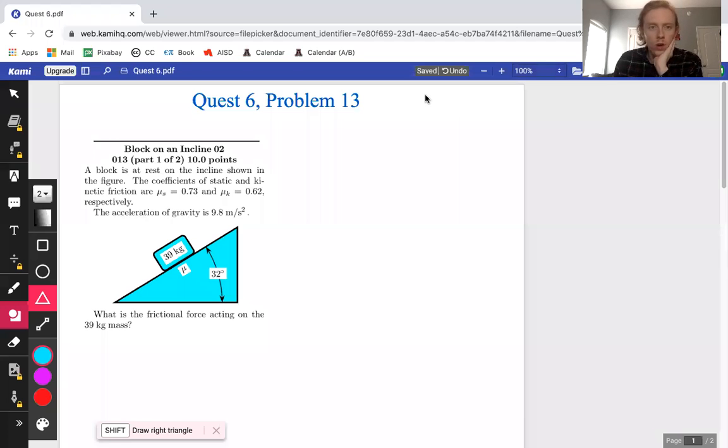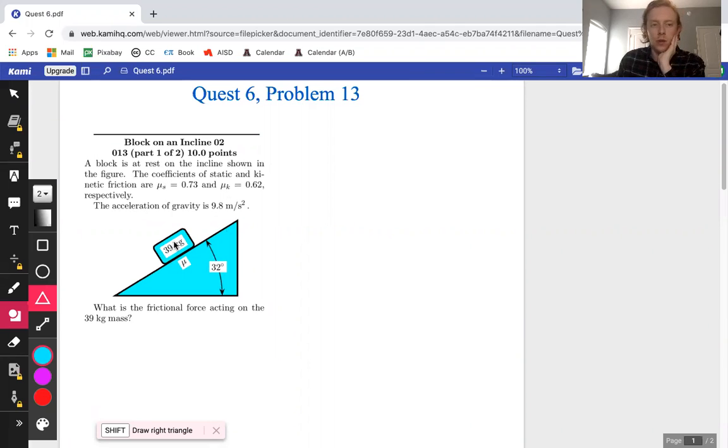Hey everybody and welcome. Today we're going to be looking at quest number 6, problem number 13. So it's this inclined plane problem right here that we've got. We've got a block at rest on the incline shown below.